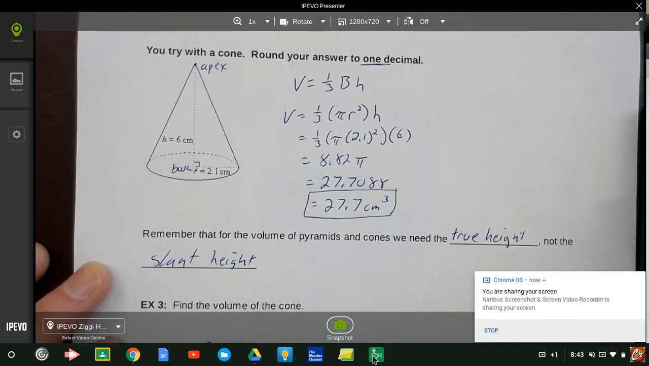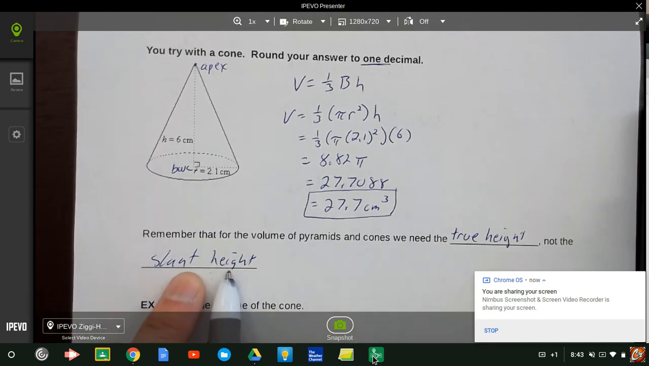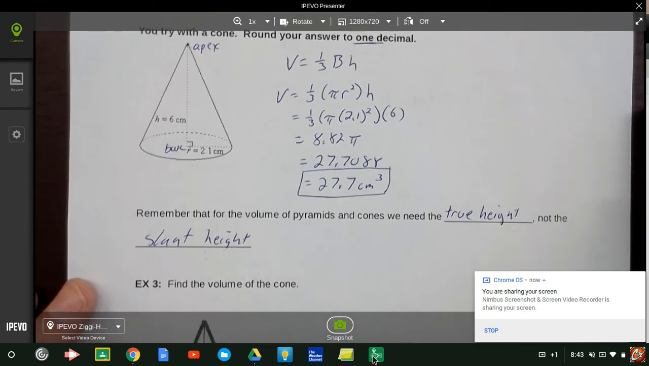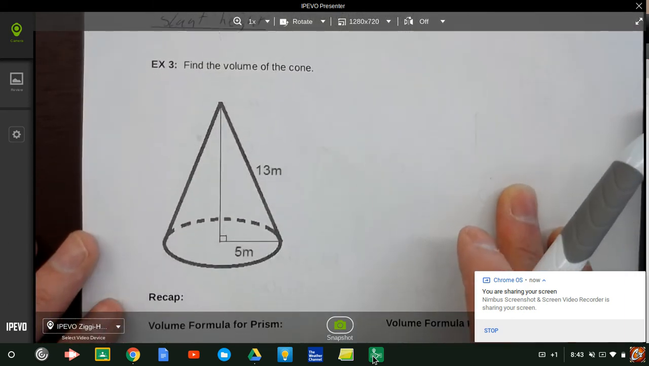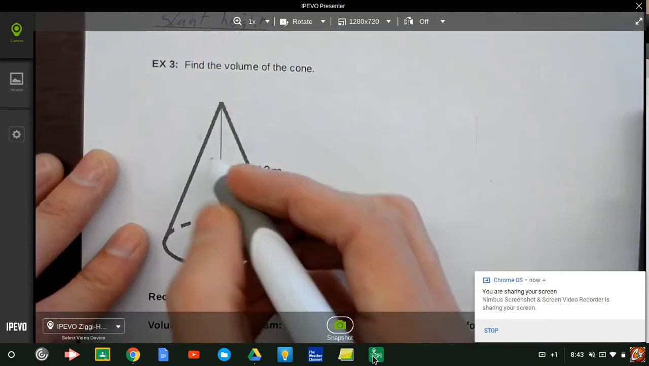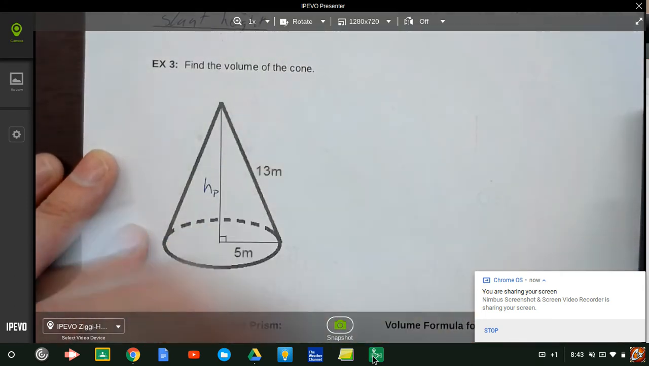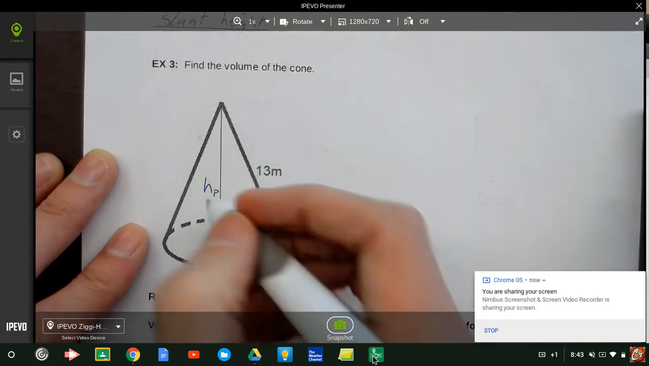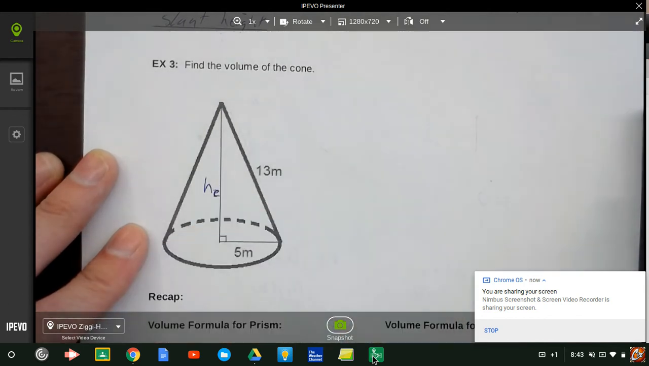So when I'm trying to get these problems, if I'm given the slant height, I need to find the true height. We used the slant height earlier when we were talking about surface area, but now we need to think about the true height. So be careful that you're using the appropriate measurements. In this particular problem, I'm given the slant height. So I need to find this true height. I'll call it height of the cone. Let's call it height C for cone.